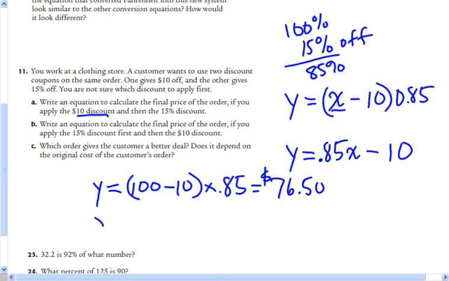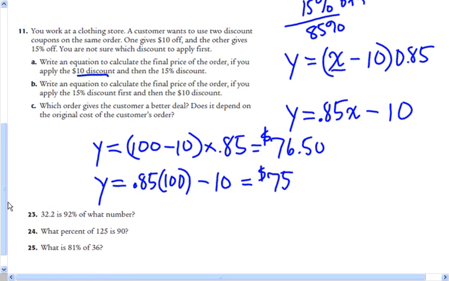All right, let's spend $100 at the other store. So Caleb, what is 0.85 times 100? 85. That's 85. We probably could have done that in our head. And then we're going to subtract 10 from that, and we end up with $75. So we can see that taking the 15% discount first, at least in this case, it ends up being a little cheaper. But the question says, does it depend on the original cost of the customer order?